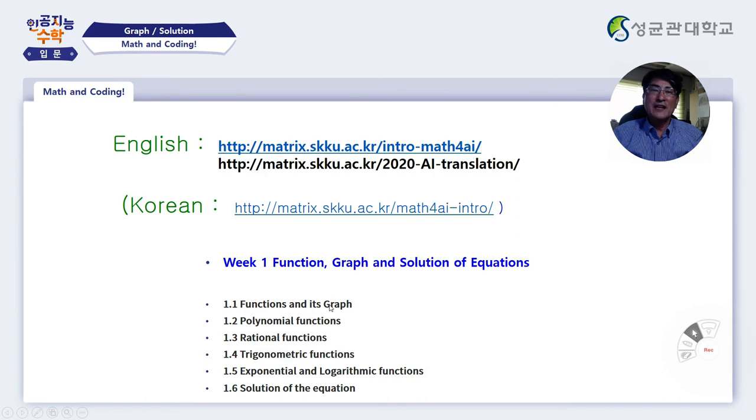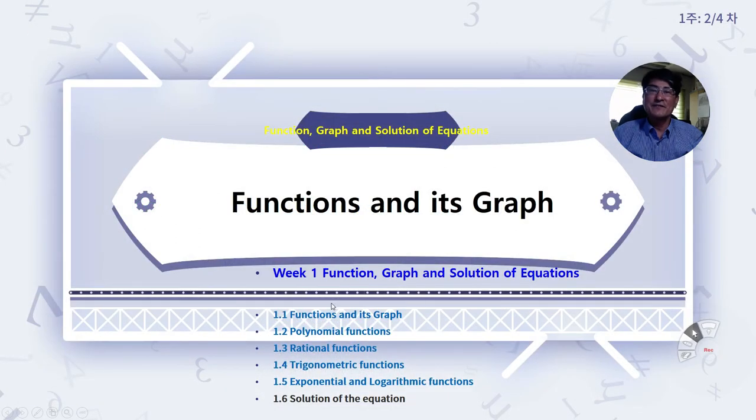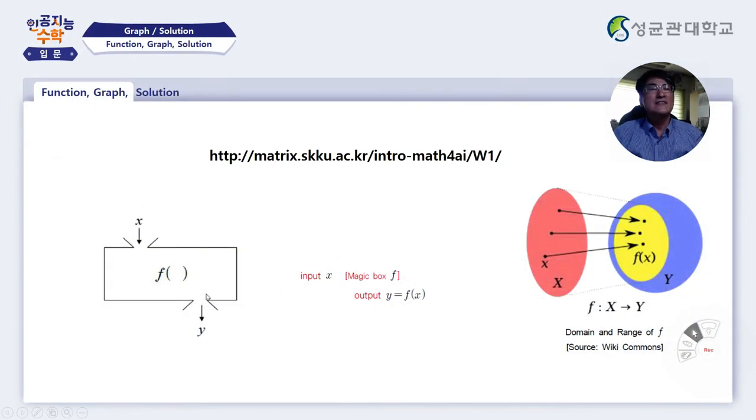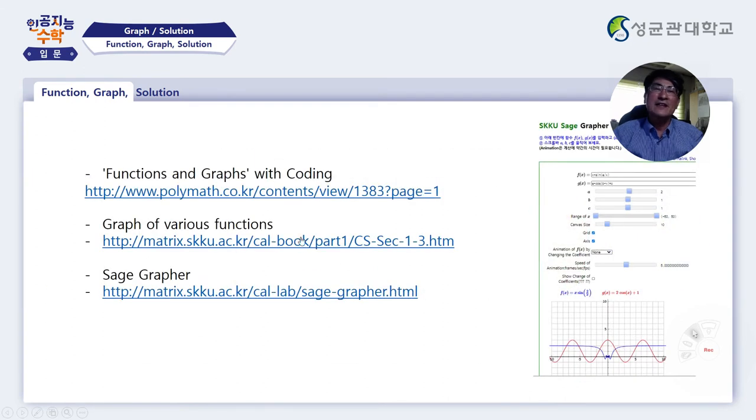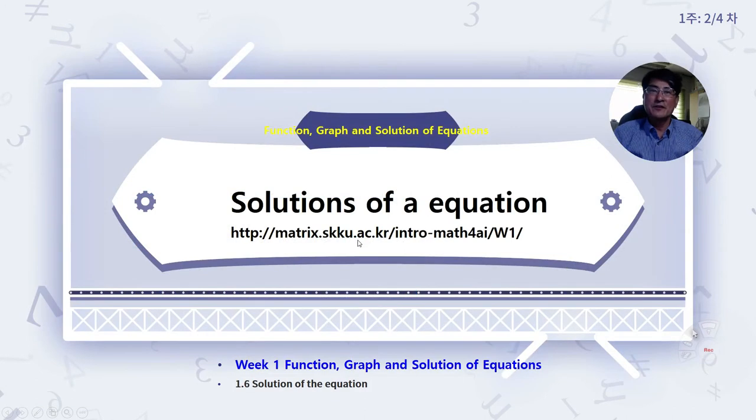Okay, now we're going to start the functions and their graphs. Today we will cover the first five sections of chapter one, and then we'll continue. Okay, we'll define the function and domain and codomain and range. And I give you some extra content that you're going to practice more, including SKK usage grapher. And then we will continue with the solution of equations here.